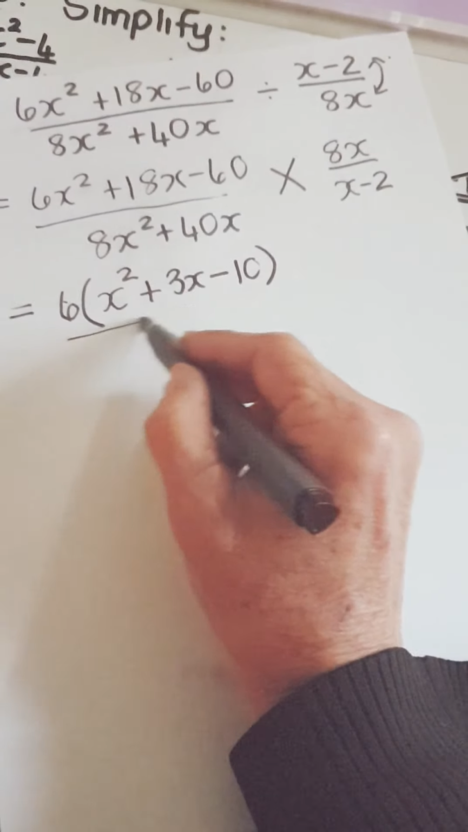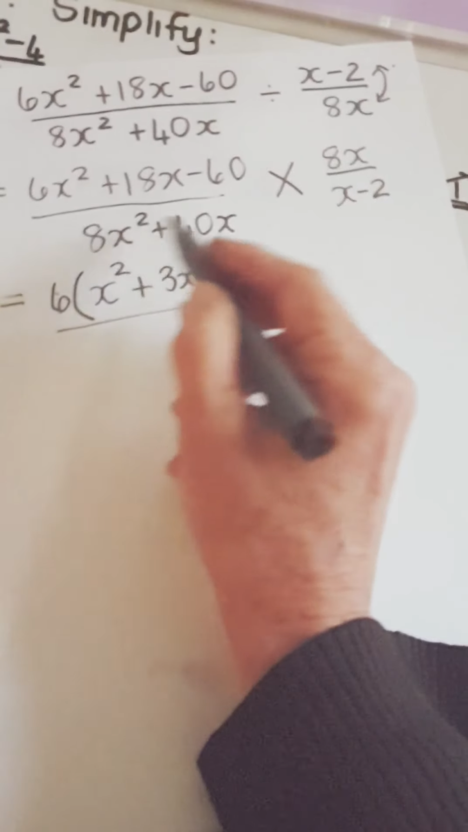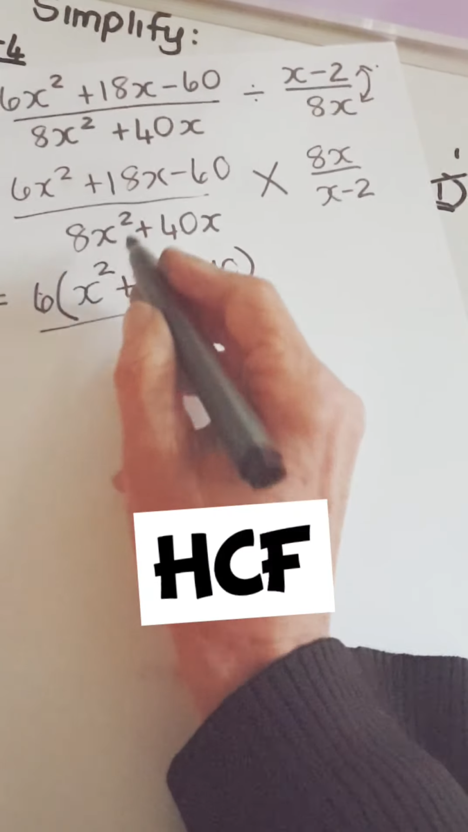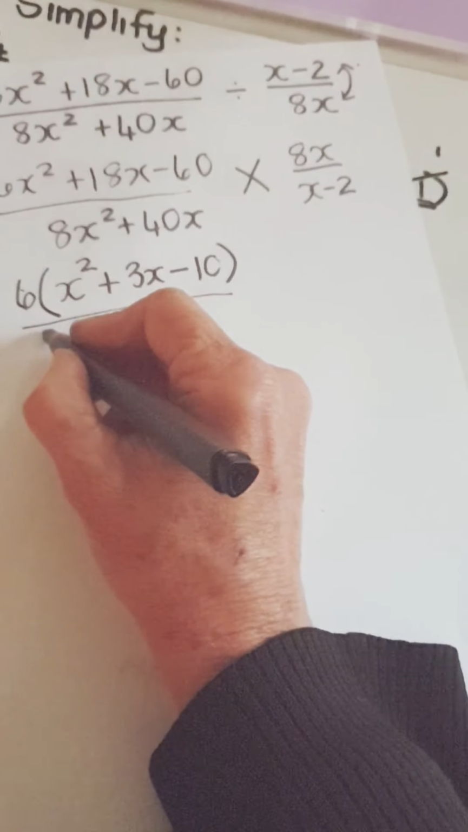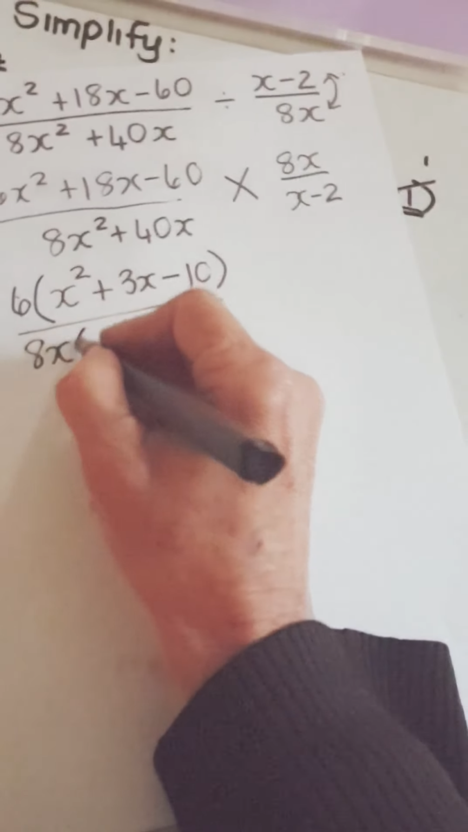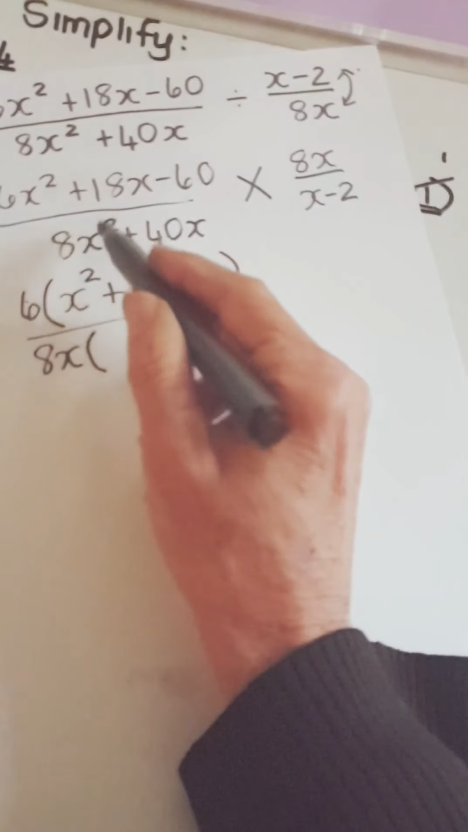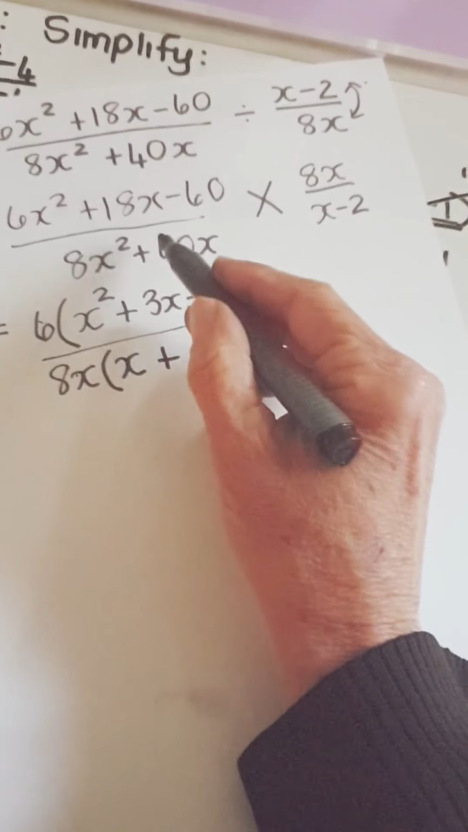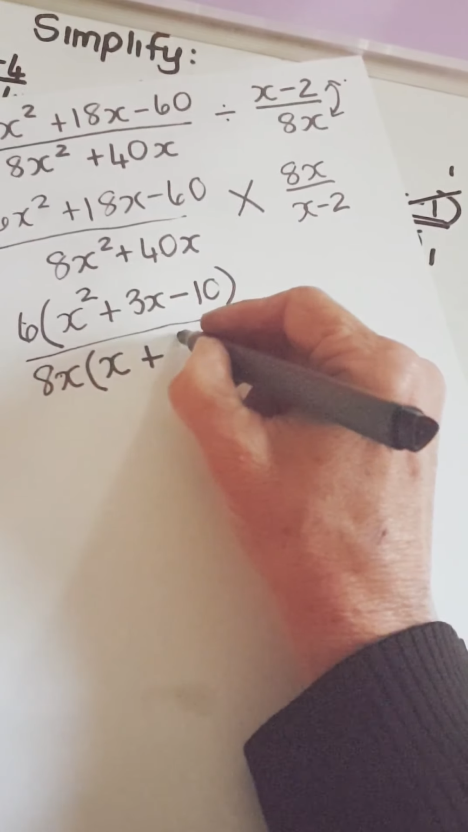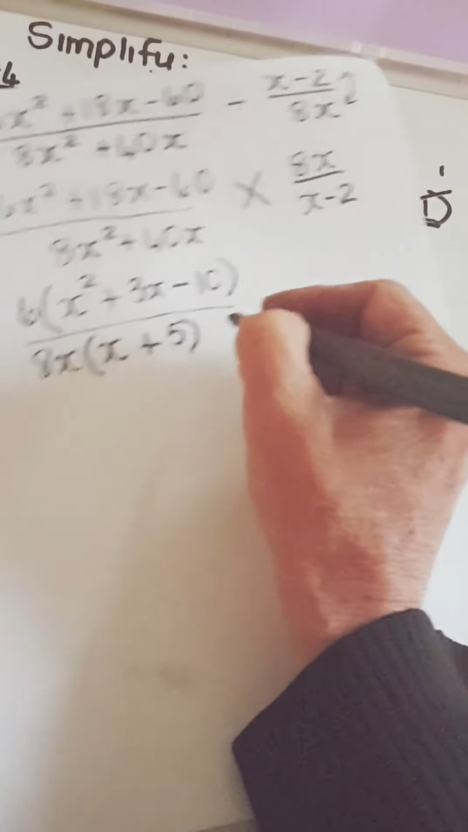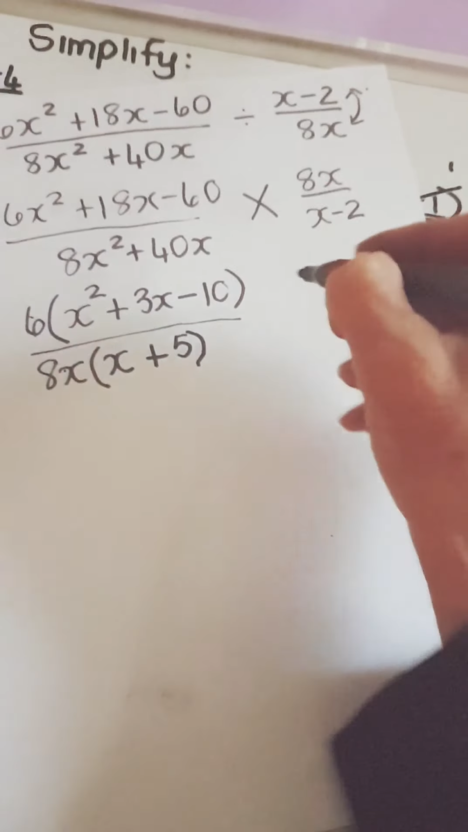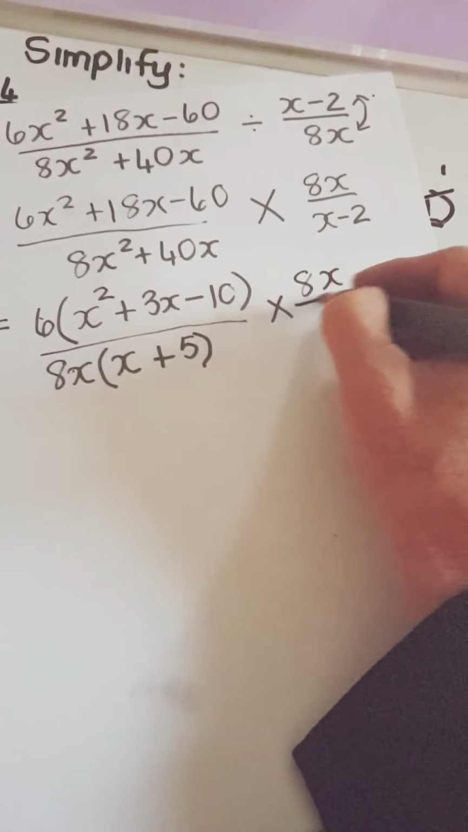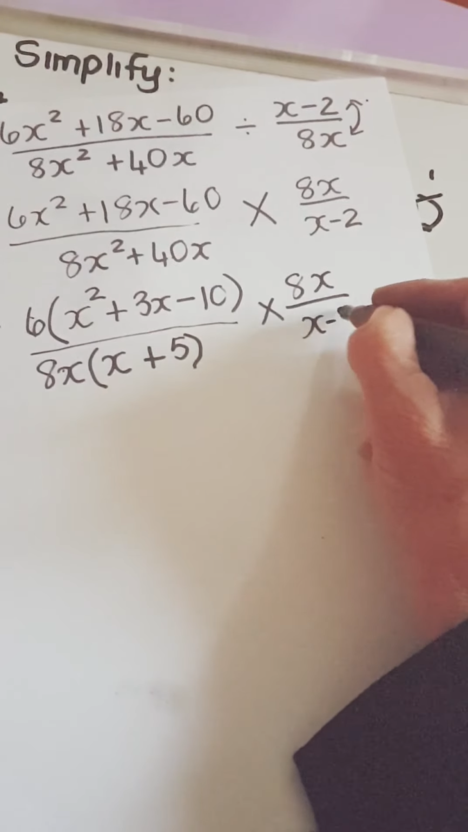So let's look at the denominator now. There I also have a common factor. Do you see that? 8 can go into 40, and there's an x. So I can take out 8x as a common factor. If I divide 8x squared by 8x, I'm going to just have x plus, if I divide 40x with 8x, I'm going to get 5. So that is factorized, and I'm still multiplying with the other fraction, 8x over x minus 2.